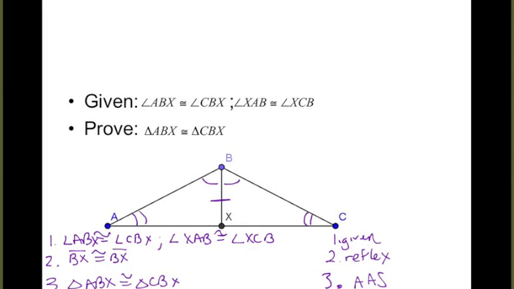Which one would I have to know if I was going to use ASA? Yeah, I would have to know that BC and BA are congruent because that's the side that connects the angles that are drawn in the picture. So if I knew that one, it would be an ASA, but since I know a different one, it's an AAS.